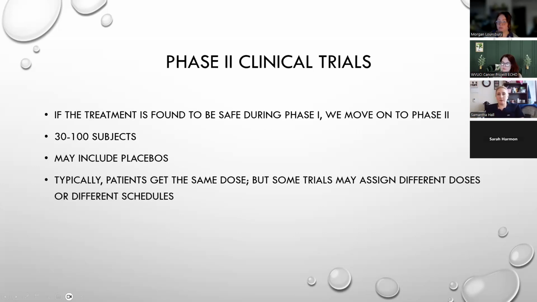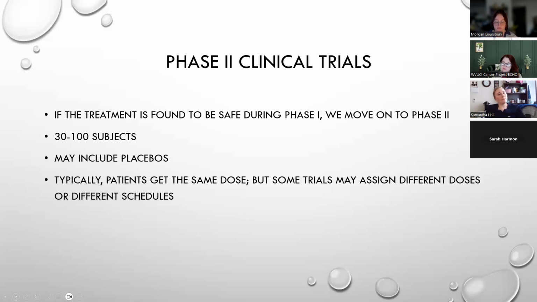So then we move on to phase 2. If the phase 1 data is promising enough and we find out that we can have patients tolerate that drug and that maybe that drug is starting to show some early response rates, we move on to phase 2. This has probably up to 100 people in it throughout the country or throughout the world if it's an international trial. This one might actually include placebos. Unlike phase 1s, phase 2s can have placebos.